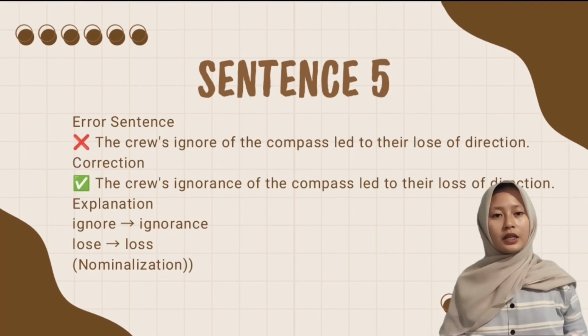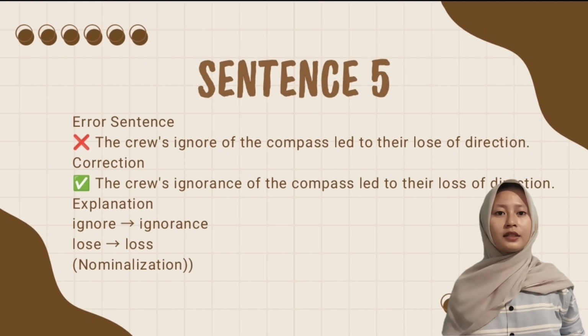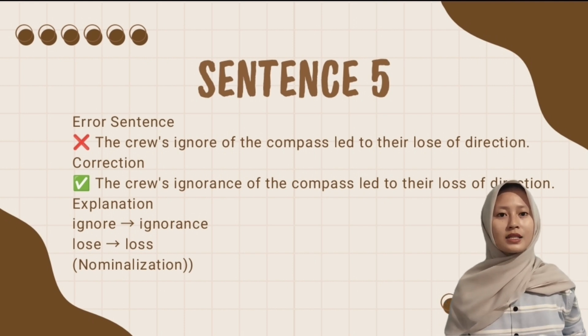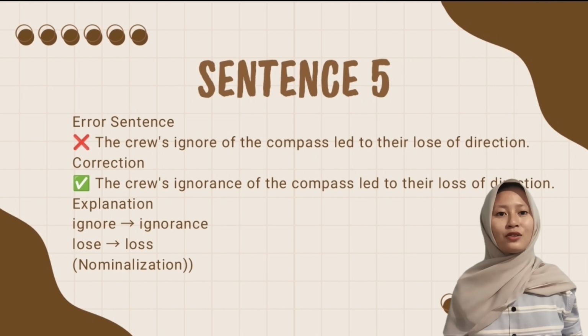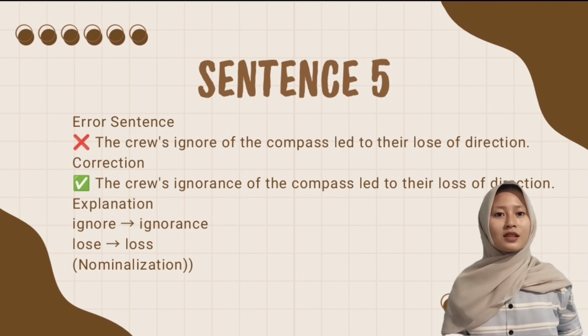subject. The fifth sentence is, "The crew's ignore of the compass led to their loss of direction." The correct sentence is, "The crew's ignorance of the compass led to their loss of direction." The problem is that the sentence needs noun forms. "Ignore" becomes "ignorance" and "lose" becomes "loss." This process is called nominalization.